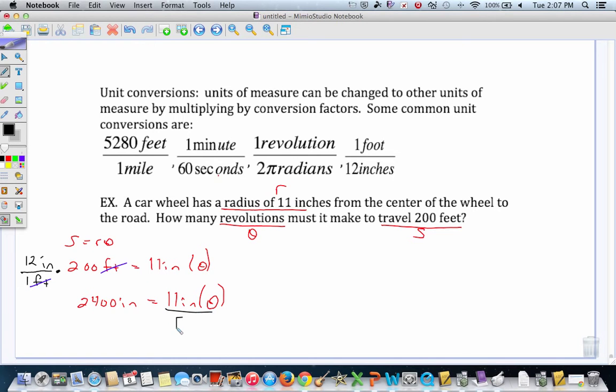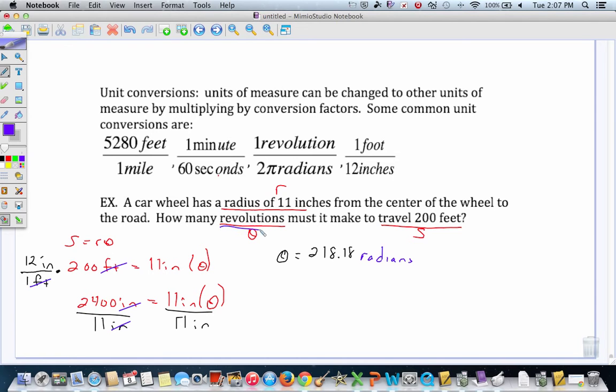To solve for theta, we divide both sides by 11 inches. And when we do that, that will give us theta equal to 218.18. Now the label on that, let's look over here. I divided 2,400 by 11 to get 218.18, but when inches is divided by inches, those are going to cancel, so I don't have a label left there. So my unwritten label, as we've talked about earlier, is radians.